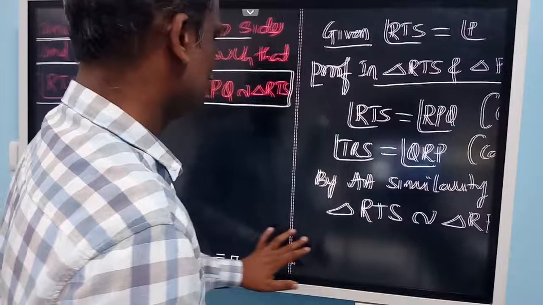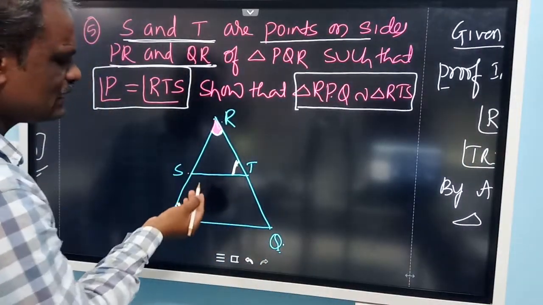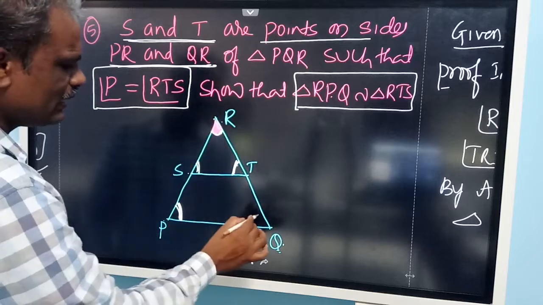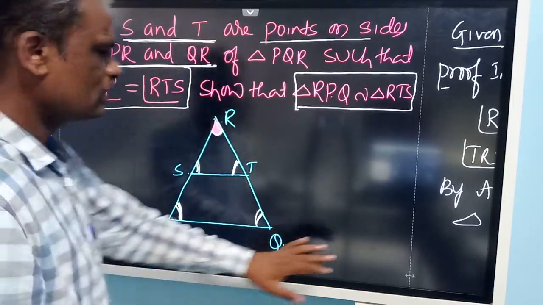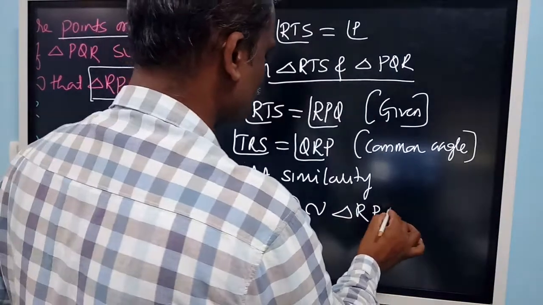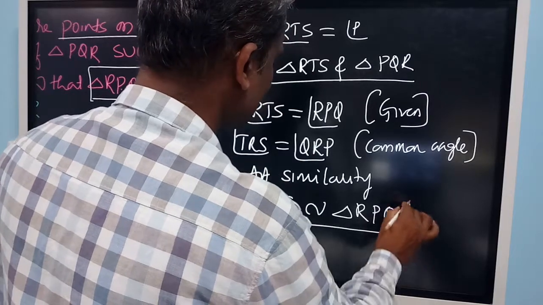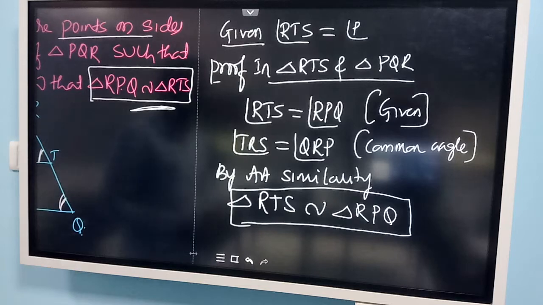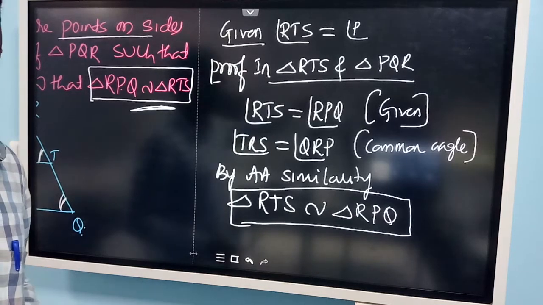Then in place of S, which is the left out angle? In this triangle, S is the only angle left out. In the bigger triangle, we left out only Q. So in place of S, you have to write Q. Therefore, triangle RTS is similar to RPQ. RPQ is similar to RTS.